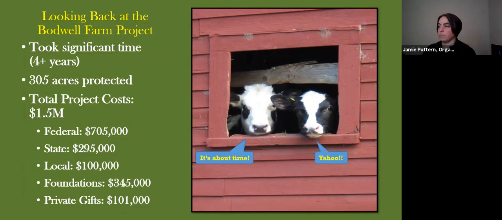So looking back at the Bodwell Farm project, overall this took about 4 years to complete, and in total we conserved about 305 acres. The total project cost about $1.5 million, and all of that was fundraised. You can see the numbers here, but about $700,000 came from the federal level, that's NRCS-ALE. About $295,000 came from the state, that's L-CHIP and Moose Plate. And about $100,000 came from the local town of Kensington.